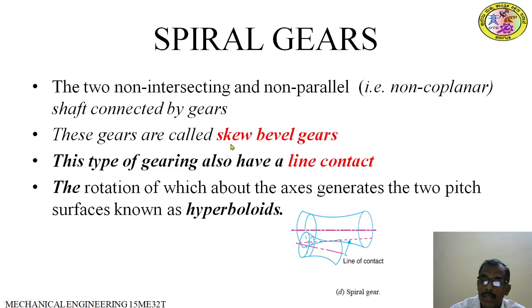These gears are called skew bevel gears. This type of gearing also has a line contact. The rotation of each about the axis generates the two pitch surfaces known as hyperboloids.